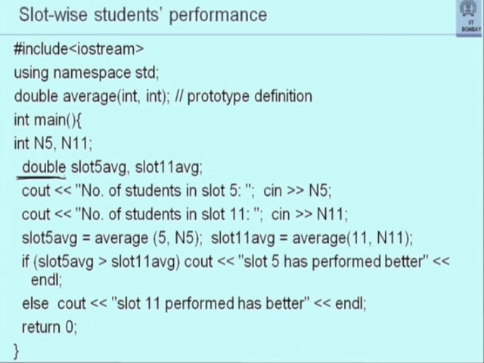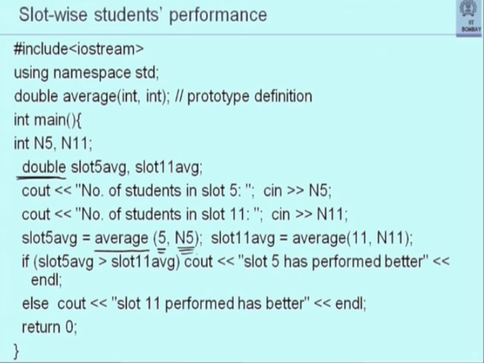Now I calculate slot 5 average is equal to average in bracket 5 comma N5. So average is obviously the name of my function, and I am sending two parameters to it. One is the slot number and the other is the number of students in that slot.